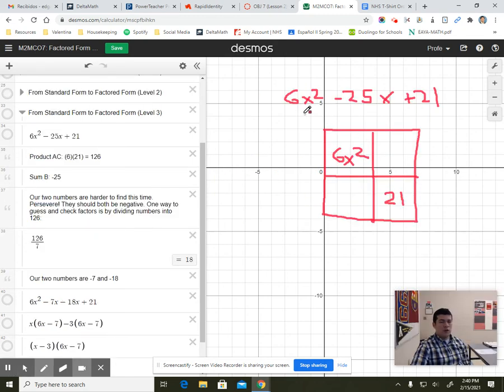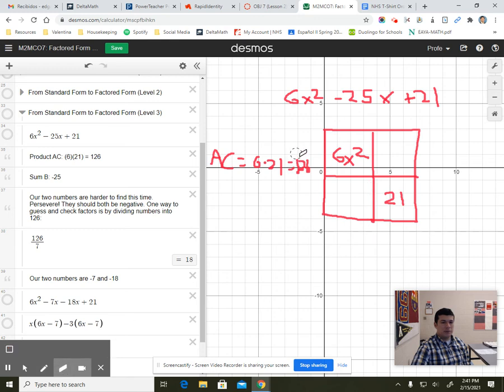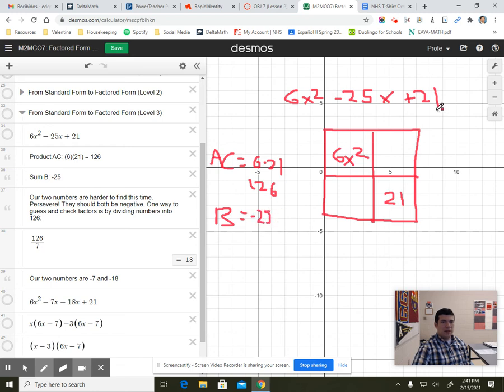Let's try one more. 6x squared minus 25x plus 21. My AC is going to be equal to 6 times 21, which is 126. My b value is just negative 25. Now, one thing I noticed right here is that my final product is positive. Therefore, these two diagonals have to be negative. A negative times a negative is a positive.